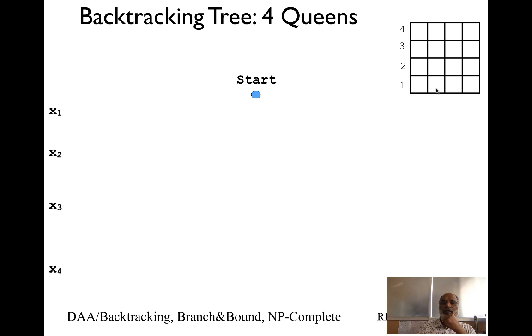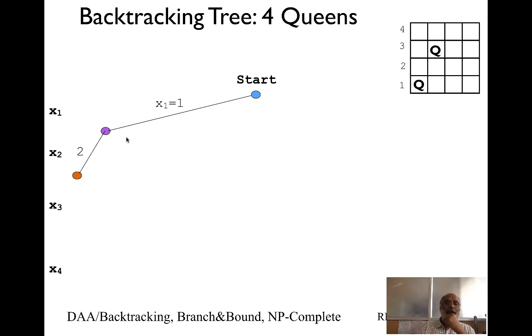We start by putting a queen in the first position. That means x1 takes value 1. Having taken this, let's assign x2 the value 2. When x2 takes value 2, we know this is not feasible because the queen attacks this. So I don't have to build the tree further. I block it right here, stop.